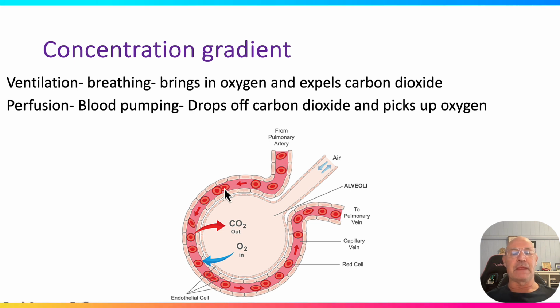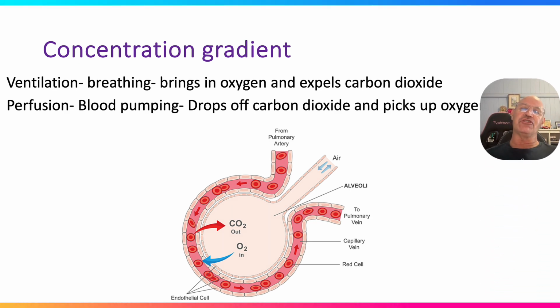So in the capillary, we've got a high concentration of carbon dioxide and a low concentration of oxygen, such that the carbon dioxide is going to go down this concentration gradient into the alveolus, and the oxygen is going to go across this concentration gradient from the high concentration area of the alveolus into the low oxygen area of the capillary.